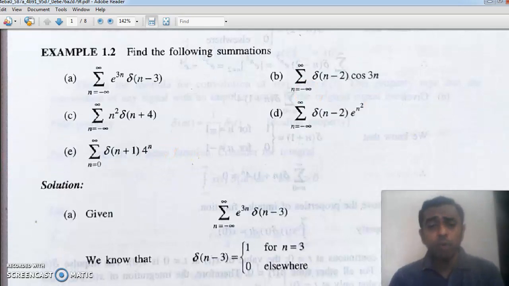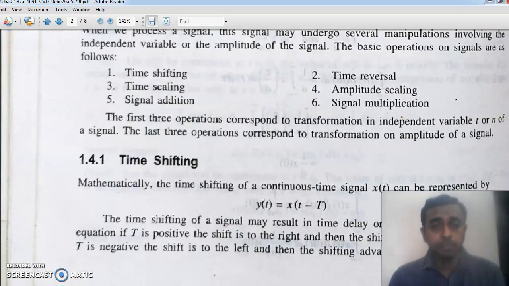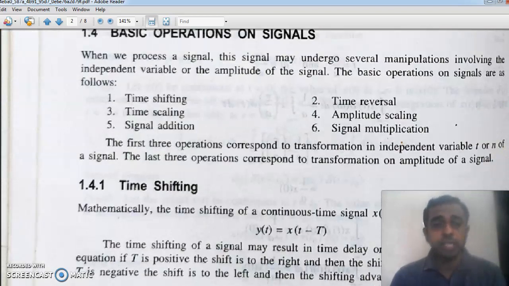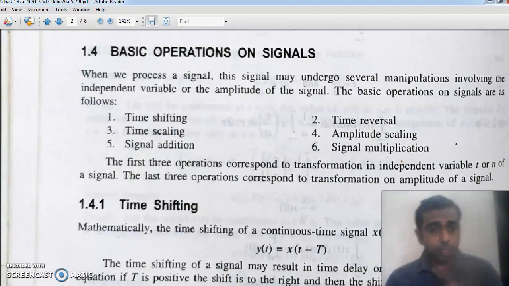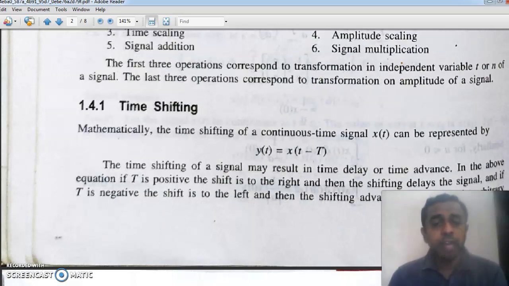Now we will move on to some basic operations. We have some basic operations. We'll see the first two very quickly. If time permits, we'll see the third one also. And that is time shifting. That is, if I have a continuous signal x of t, so this is my x of t, if I delay that, if I shift that signal by T seconds of time, this is called time delay.